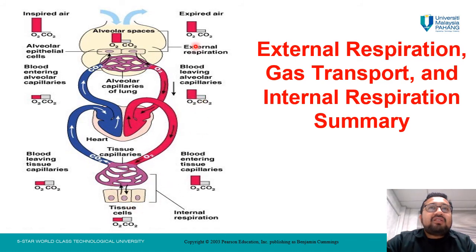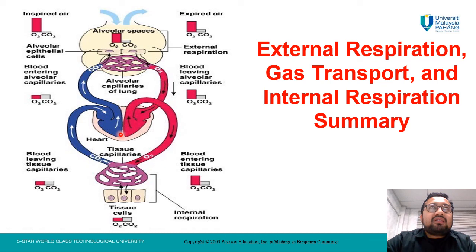Nampak oksigen still banyak lagi. And then sampai dekat tisu, oksigen akan pergi ke tisu. Tisu akan expel carbon dioxide masuk dalam darah semula. So the carbon dioxide akan tinggi lah, oksigen akan kurang. So this is a vein. Jadi kita ada veins. Veins tu akan pergi ke vena cava. Vena cava tu akan masuk ke heart semula.